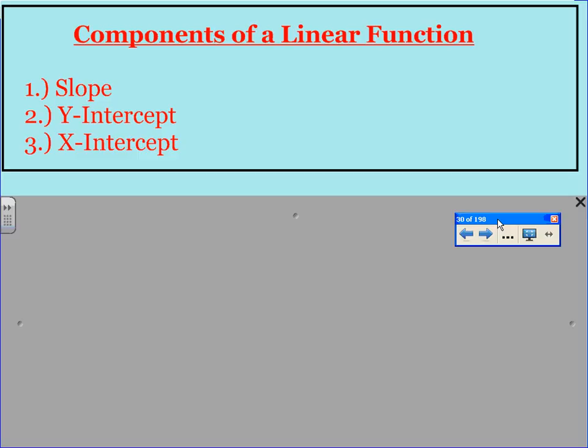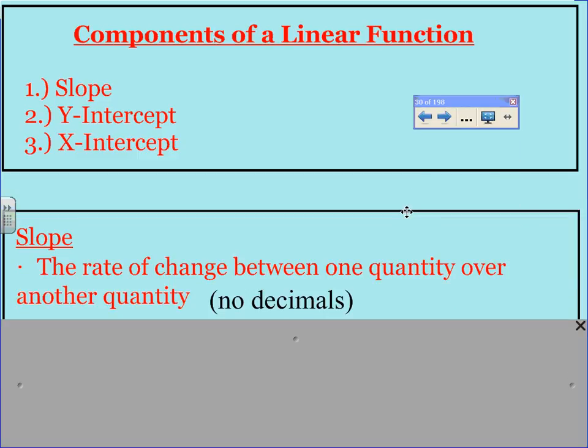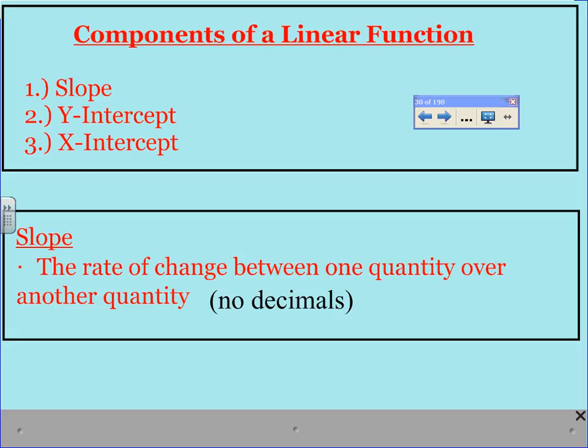Okay, first thing, components of a linear function. You guys and girls know that you have a slope, a y-intercept, and an x-intercept. When you're graphing, you always have those 3 if it's linear. If it's a parabola, we had a lot of things. I want you to write where it says slope, which is the box below that. Slope is the rate of change between one quantity over another quantity.